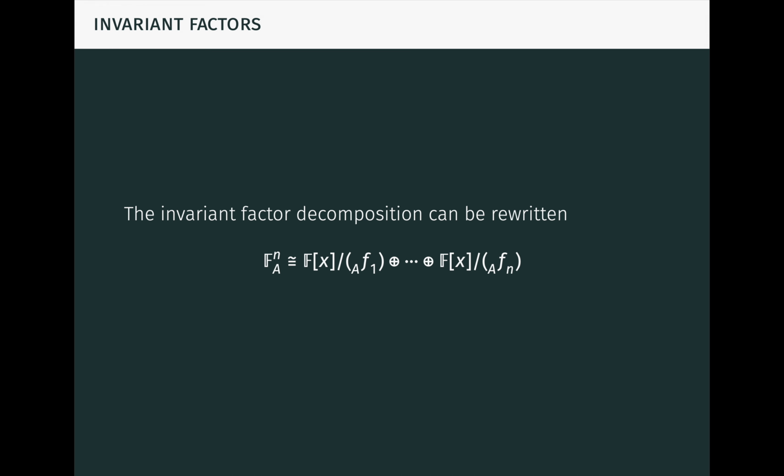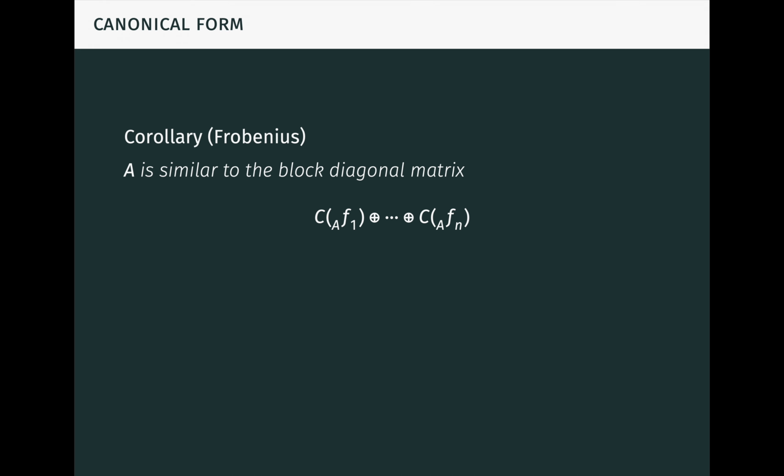Returning to the invariant factor decomposition, we now see that it can be rewritten like this. We also see that it's a cyclic decomposition, since each of the submodules in it is cyclic. Recalling that these submodules of F^n_A are A-invariant subspaces of F^n, we can translate this into the language of matrices. We obtain that A is similar to a block diagonal matrix in which the diagonal blocks are the companion matrices of the invariant factors of A. Some of these companion matrices may be empty. This normal form was known to Frobenius. It's often called the invariant factor version of the rational canonical form.